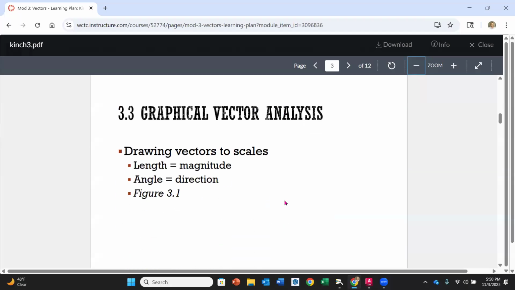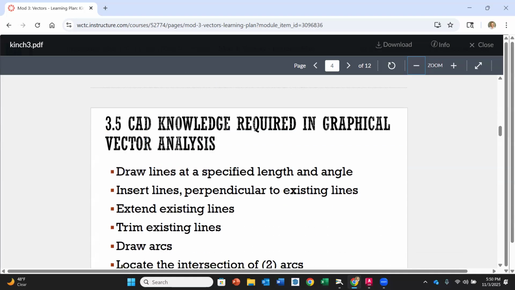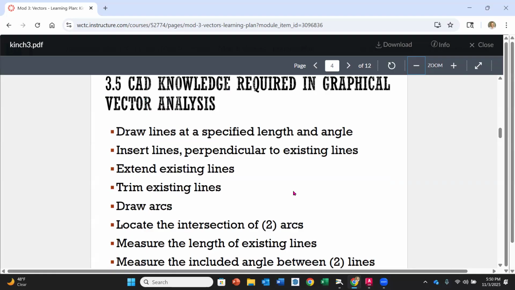Now, when we draw our vectors, we're going to be drawing them to scale. So AutoCAD is going to be the tool that we use to be nice and accurate. So length, again, is going to be its magnitude, and then the angle is going to be the direction, along with the arrowhead for the vector. So the CAD knowledge that's required to graphically solve these vector equations is, first of all, drawing lines at specified lengths and angles. So we'll be practicing that in AutoCAD.